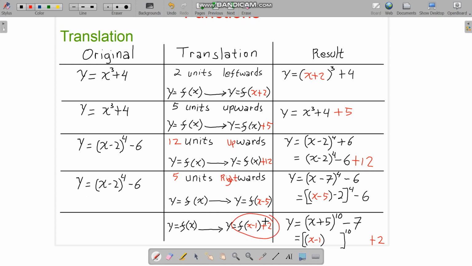And for the last example, we have this transformation. So 1 unit to the right, 2 units upwards. Using exactly the same form, we have inside we replace with x minus 1, outside we have +2. This means the transformation is x minus 1 plus 6, and this must be -9, so we're not changing the value. So the original function must be x plus 6 to the power of 10 minus 9.